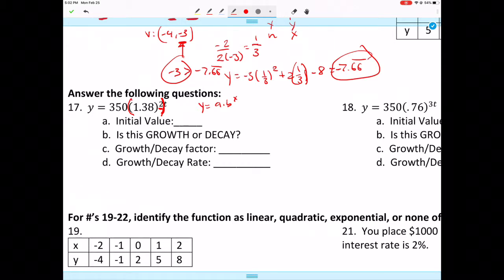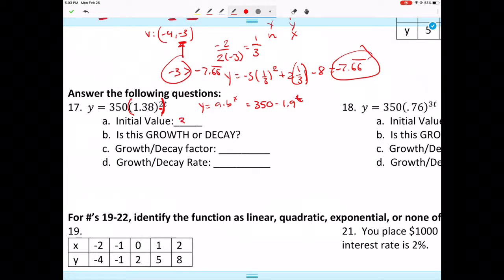So 1.38 squared on your calculator ends up giving you 1.9. So your equation here will be 350 times 1.9 to the t. Okay, so there now you can answer your questions.